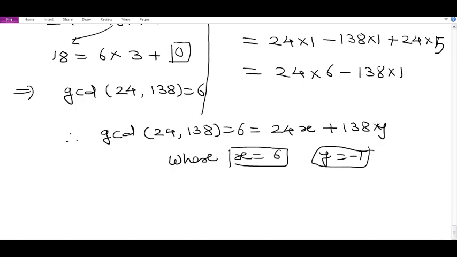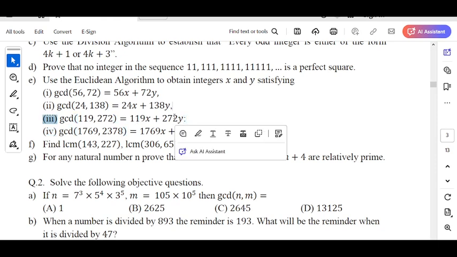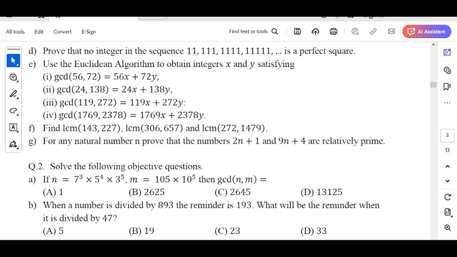The next example, 119 and 272, you can try it yourself, I am going to solve this.